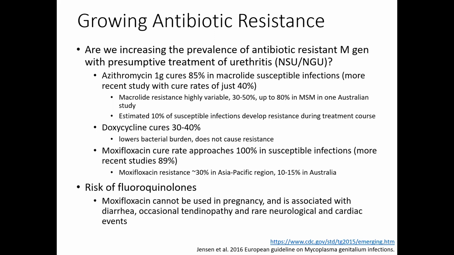Now, moxifloxacin is the typical treatment for Mgen if it hasn't responded to doxy or azithromycin. Cure rates there in initial studies were about 100%, but more recent studies do show evolving moxifloxacin resistance as well. Additionally, with fluoroquinolones, there are some additional risks. We can't use moxifloxacin in pregnancy. It can cause quite a few side effects, such as diarrhea. There are case reports with fluoroquinolones of Achilles tendon rupture, for example, along with rare neurologic and cardiac events too. So fluoroquinolones are not without risks in and of themselves.